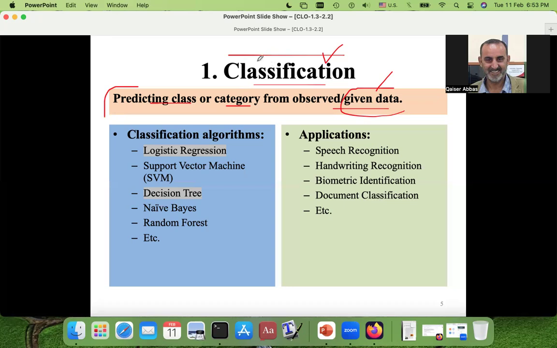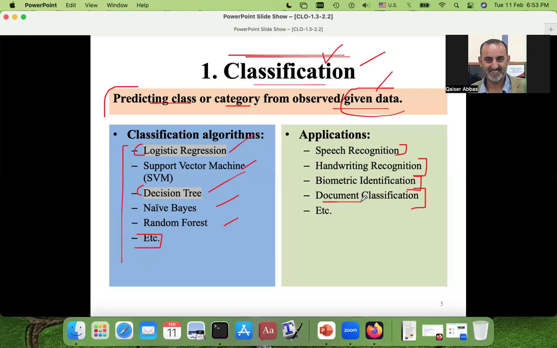So we already know what classification is. There are different classification algorithms: logistic regression, support vector machines, decision trees, naive Bayes, random forest. We will go with logistic regression and decision trees, and neural network is not mentioned here, but we will also go with the neural network. The applications of classification can be in the area of speech recognition or handwriting recognition, biometric recognition such as fingerprints, and similarly you can classify documents. You can predict the category of documents.